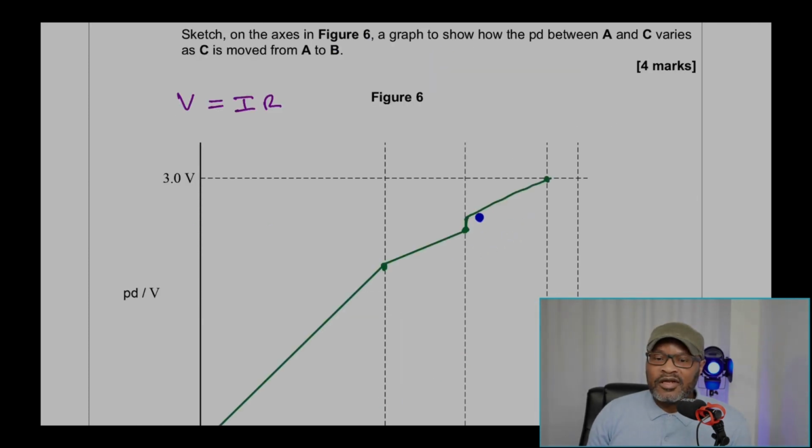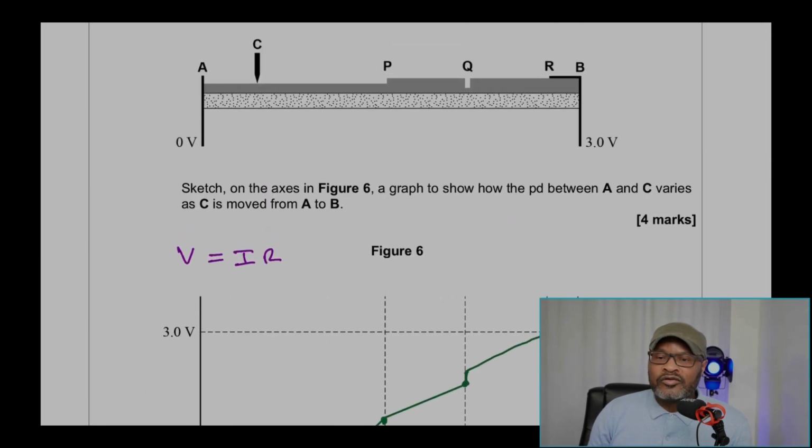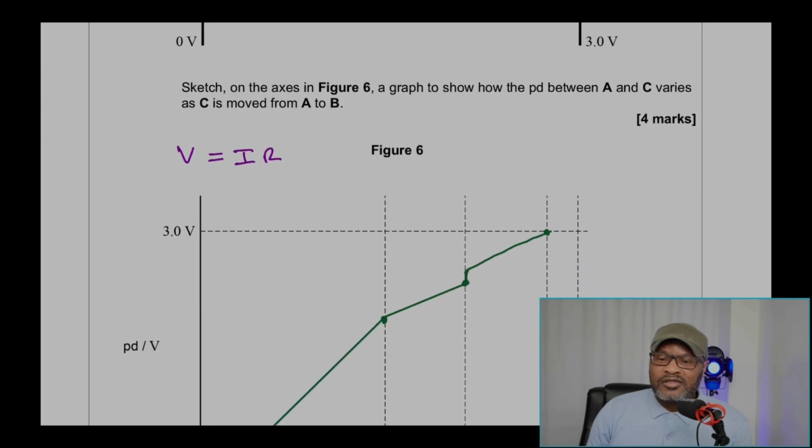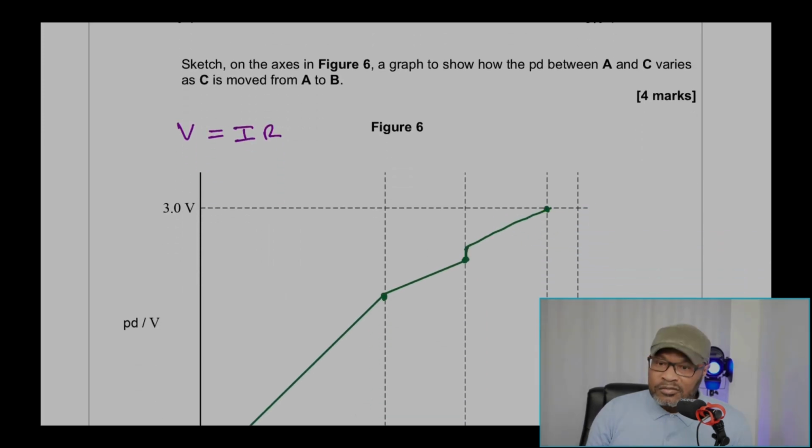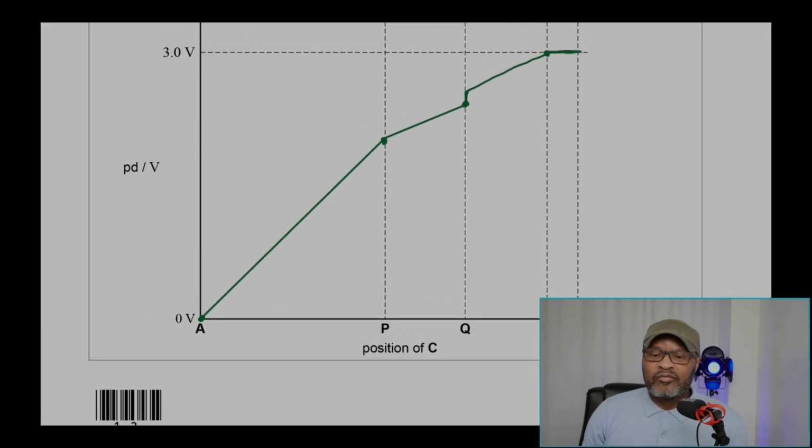And so we go like that. So this and that should have similar gradient. And we get to this point here. There's no resistance because this is a pure conductor. So we expect a horizontal line there. So that's the kind of diagram we should get.